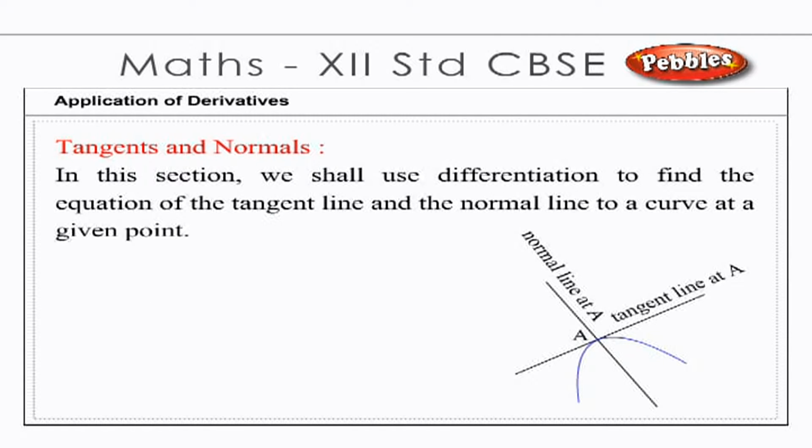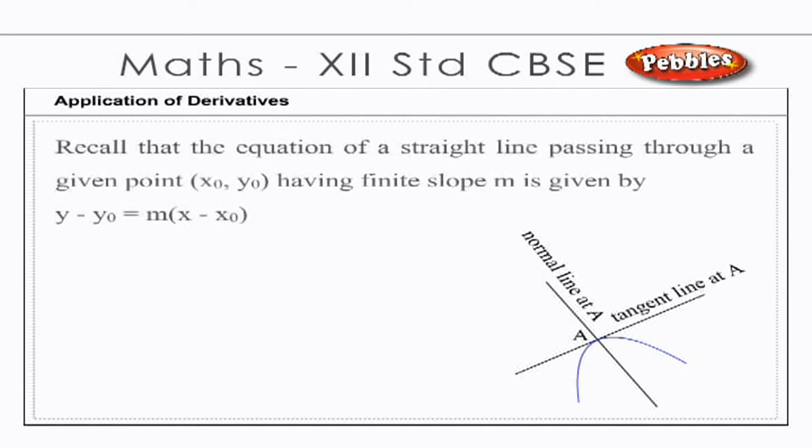Tangents and normals. In this section, we shall use differentiation to find the equation of the tangent line and the normal line to a curve at a given point. Recall that the equation of a straight line passing through a given point (x0, y0) having finite slope m is given by y - y0 = m(x - x0).